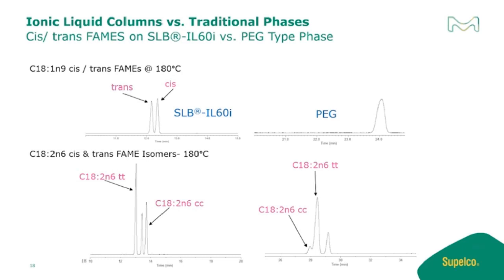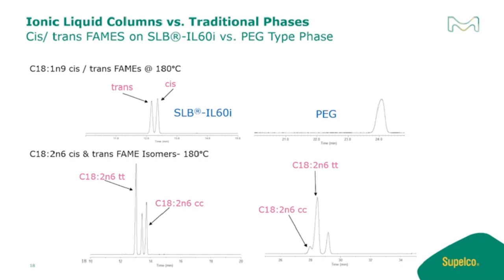Again, part of this is the increased dipole-dipole interaction that the IL-60 phase has compared to the PEG phase, because when you think about a PEG phase, what interactions do they have? They've got a dispersive interaction, they've got hydrogen bonding, and then depending upon the character, either an acid or base interaction. So there's very limited interactions on the PEG phase, whereas the SLB-IL-60 has these increased interactions.